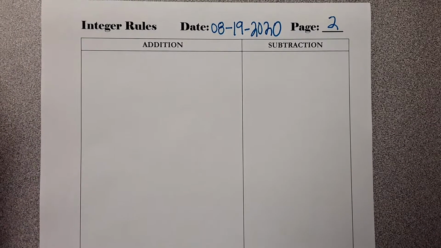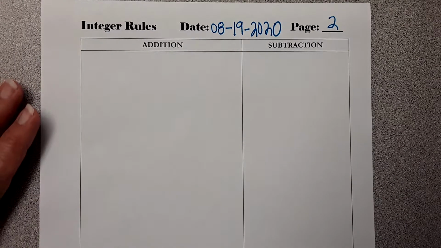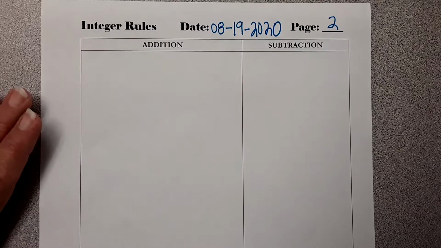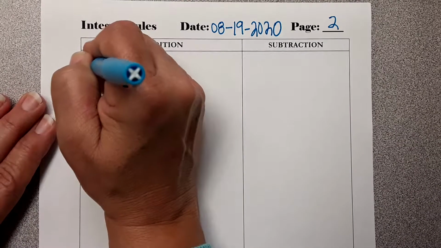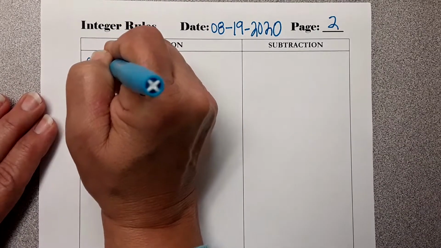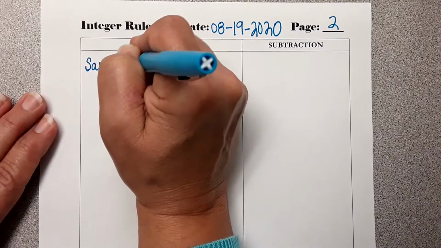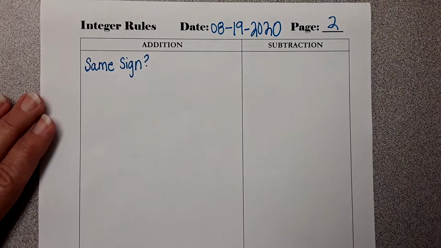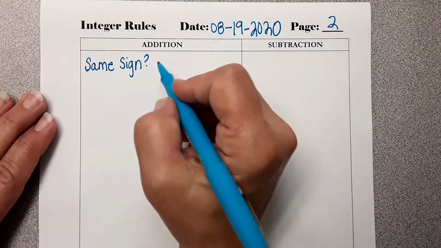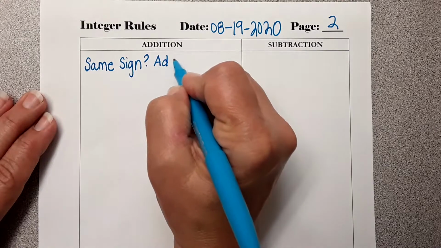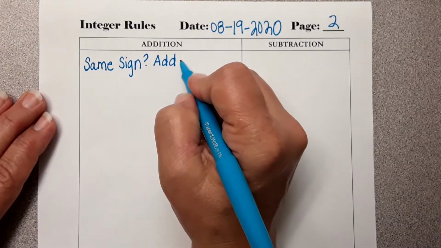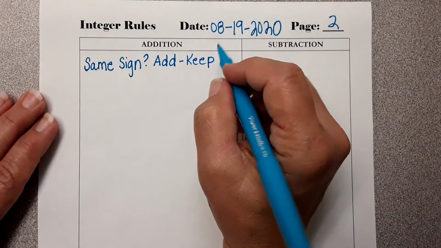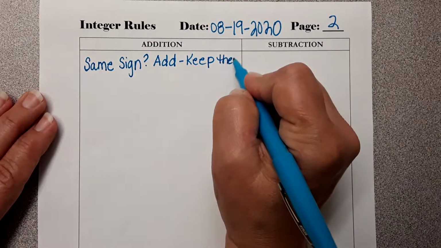So when you see an addition problem, you're going to ask yourself, do the numbers in the addition problem have the same sign? And you're either going to say yes or no. If you say yes, you're going to add the numbers, and then you're going to keep the sign the same. You're going to keep it positive. So let me show you what that looks like.